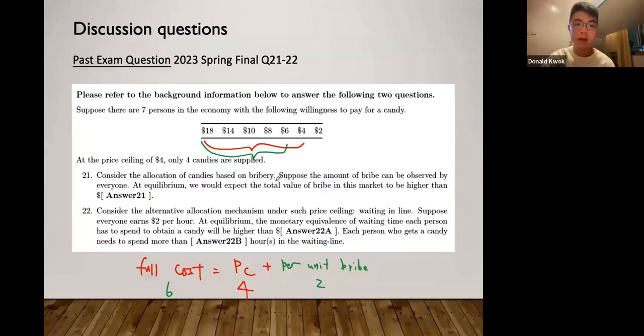However, we do not need the per unit bribe to be $4 at large, because if the per unit bribe is slightly greater than 2, let's say it becomes 2.01, then the full cost of buying the good becomes 6.01, meaning that this 5th buyer would be driven out of the market already. So we do not need the per unit bribe to be too large. For this case, the per unit bribe has to be slightly greater than 2. And to find the total value of bribe, we multiply that by 4, the quantity traded. So this is why the total value of bribe in this market is slightly greater than 8.